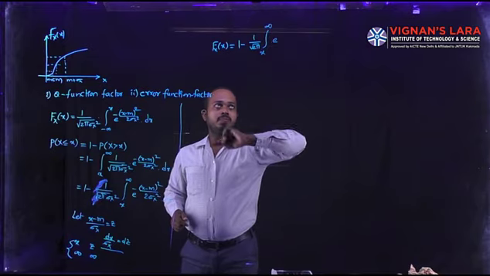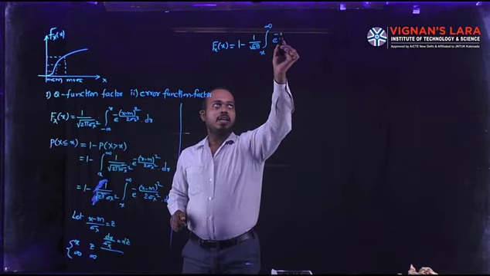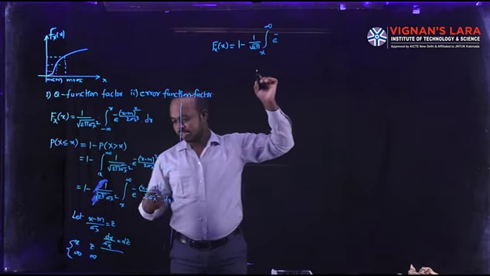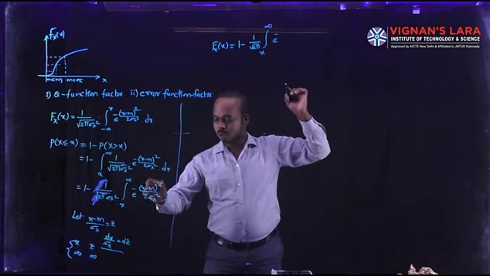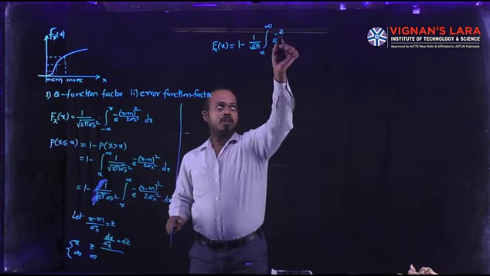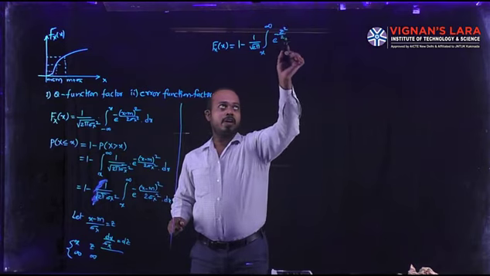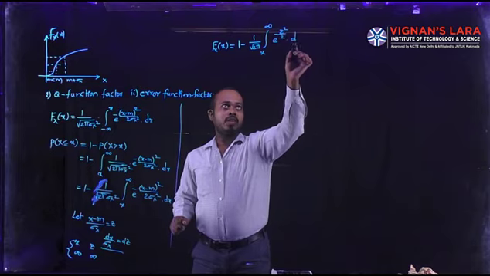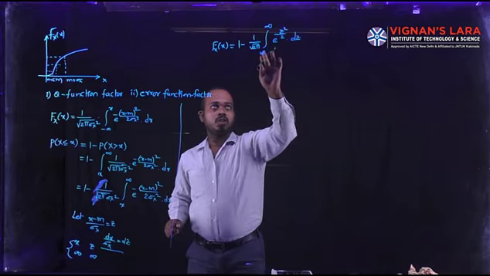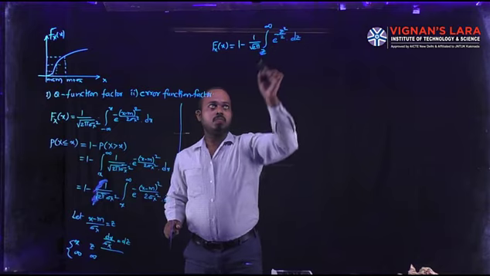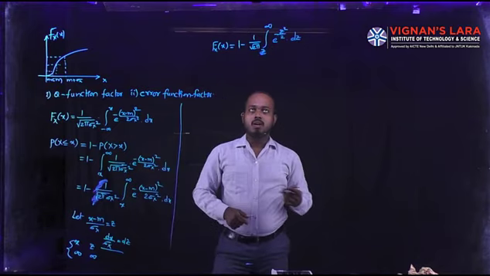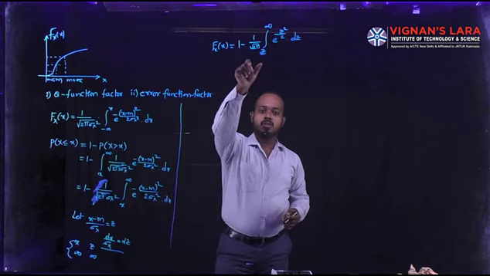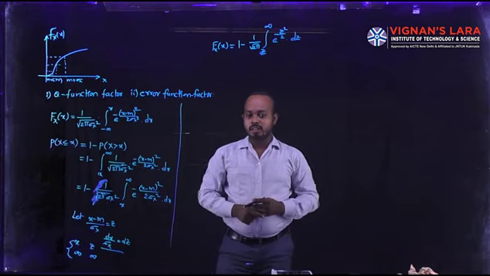e power minus, already we have x minus m by sigma x whole square. That term I am replacing with z square divided by 2, and the remaining term I am replacing with dz. Here also we change the term in terms of z. Why am I writing this directly? Already we have seen how to write this function. That's why I am directly writing this one.